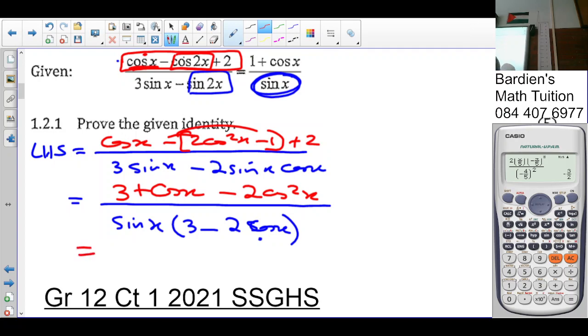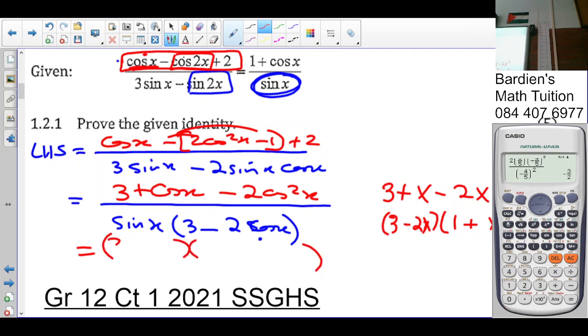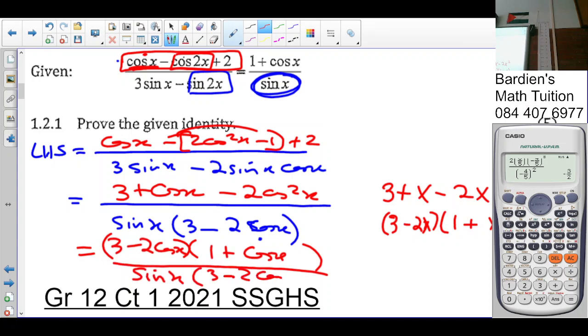So what we do is, in the place of cos x, I replace it with a y or x, whatever. So the trinomial now reads 3x minus 2x squared. So that's your trinomial. 3 minus 2 is 1, so it's 1 in x. So that is going to give you plus and minus. Okay? So if we now replace again x with cos x, it's going to be 3 minus 2 cos x, 1 plus cos x, and this is all over sin x into 3 minus 2 cos x.